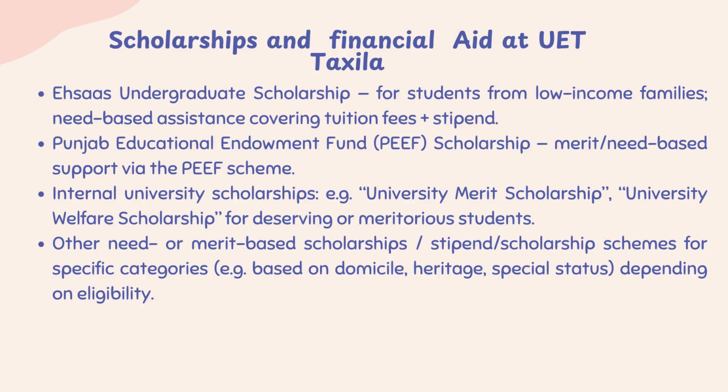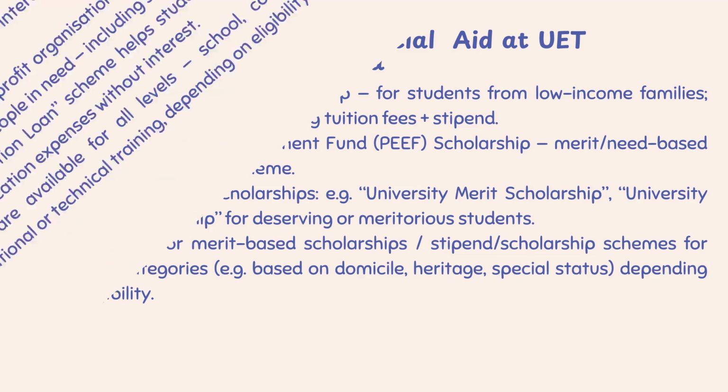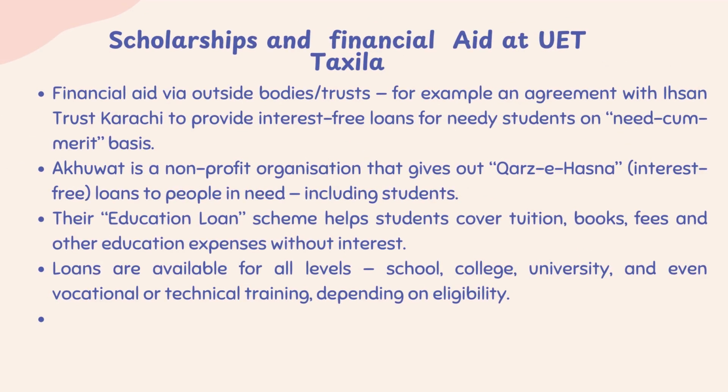Other need or merit-based scholarships and stipend schemes for specific categories, for example, based on domicile, heritage, or special status, depending on eligibility. Financial aid via outside bodies and trusts, for example, an agreement with Ihsan Trust Karachi to provide interest-free loans for needy students on a need-cum-merit basis.